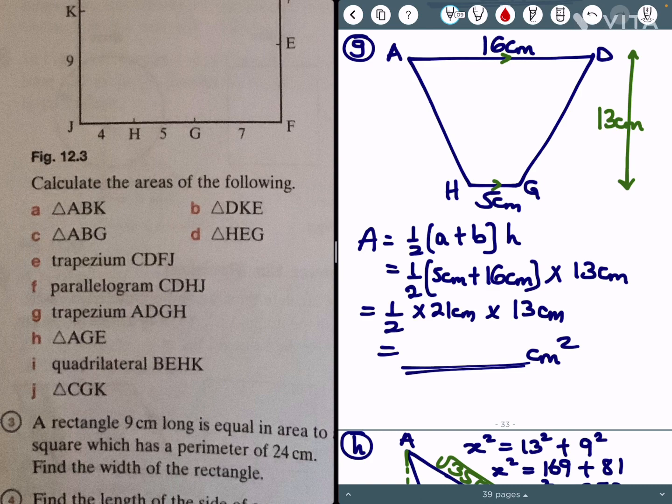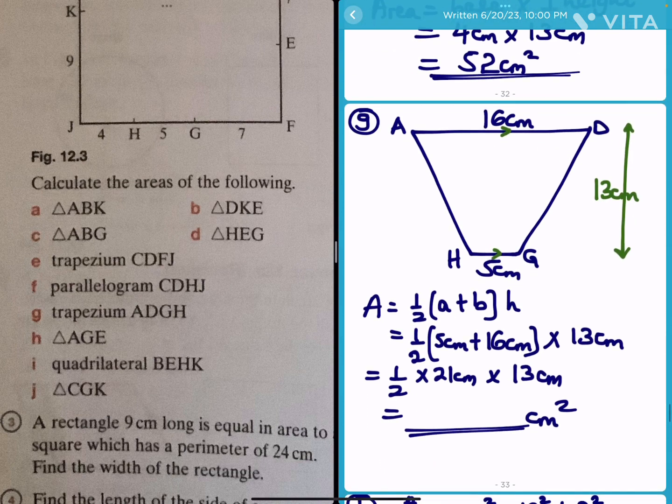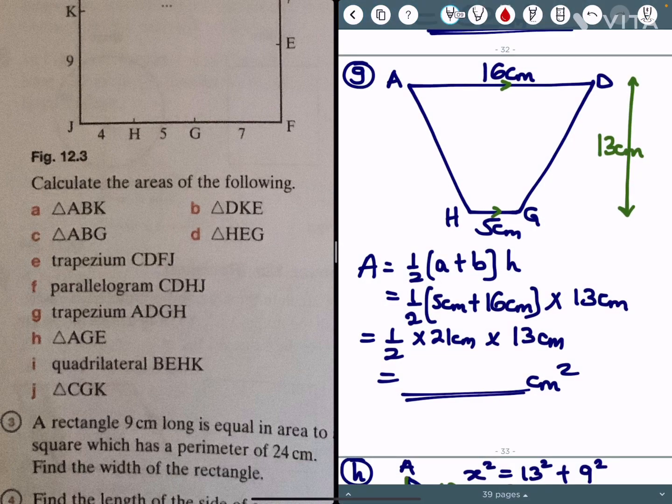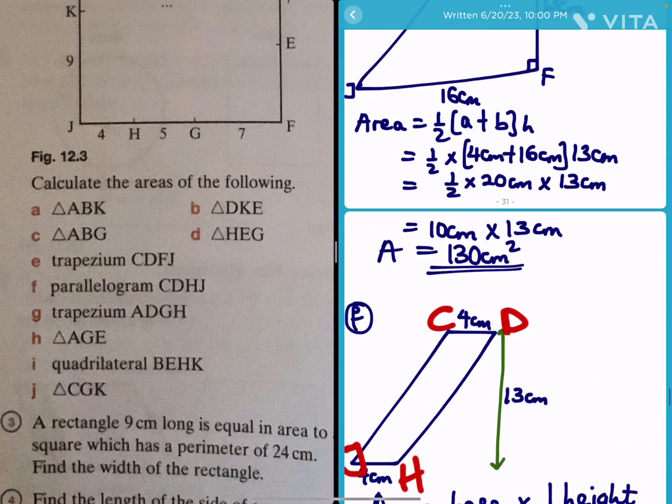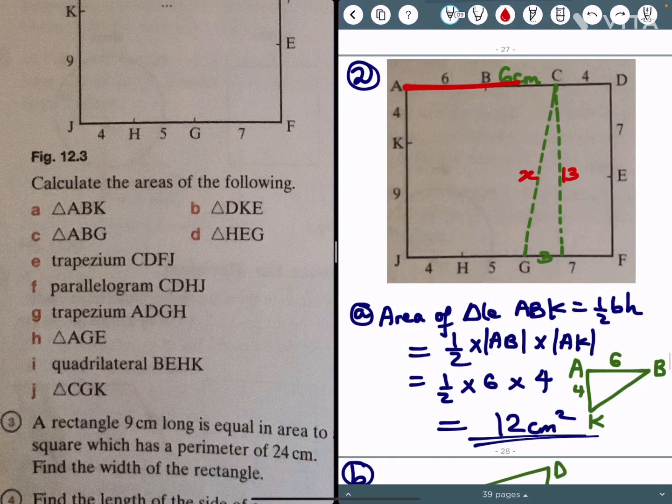Now, question G says we should find the area of trapezium ADGH. Let me go ahead and mark it first, or check the diagram yourself. AD is 16 centimeters. Now, HG or GH is 5 centimeters. Those are your two parallel sides. This vertical height is 13. Trace it very well yourself.